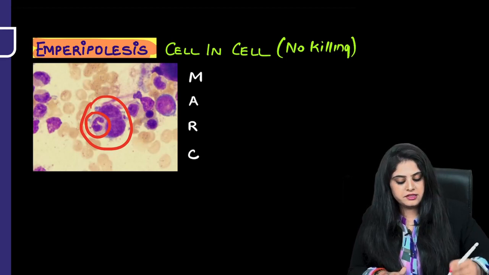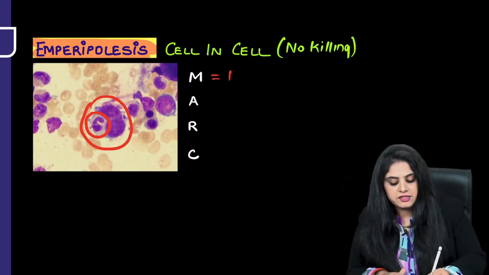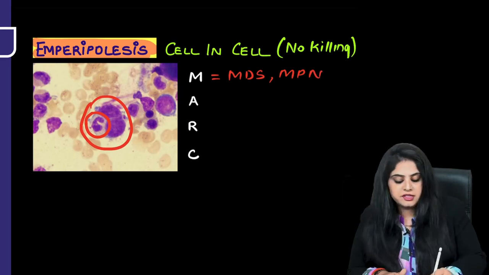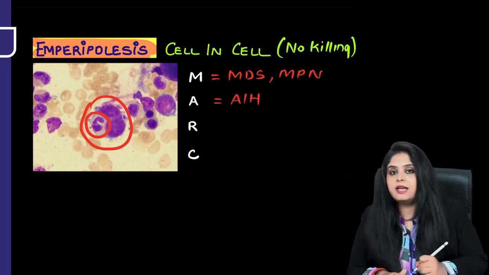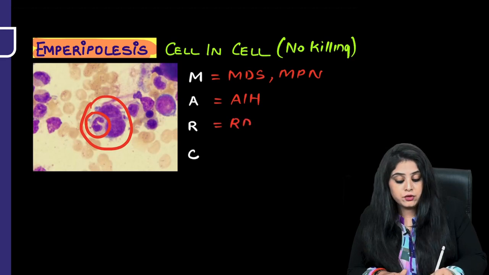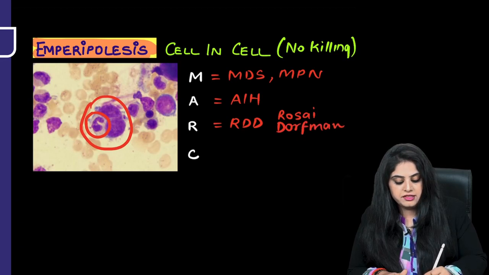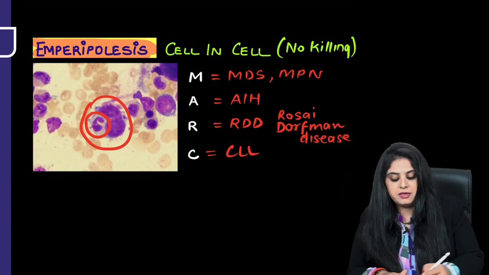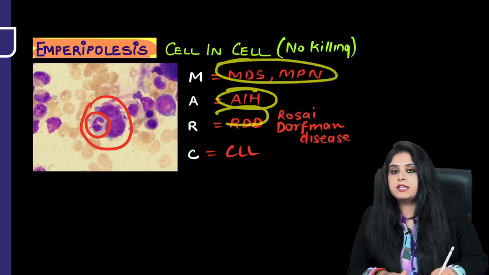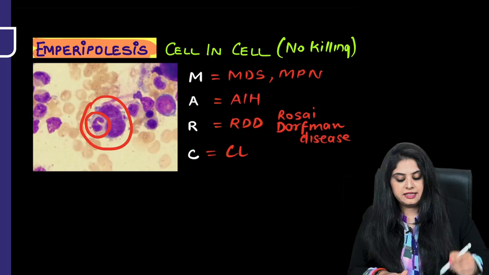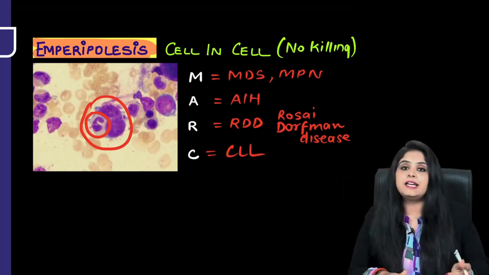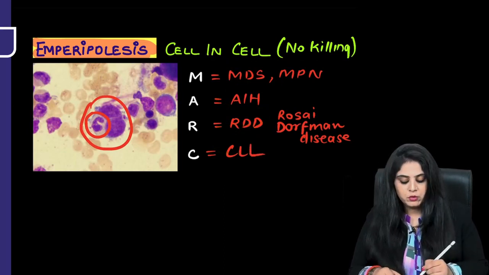And where is it seen? It is seen in MARC, which means M stands for myelodysplastic syndrome and myeloproliferative neoplasms. A stands for autoimmune hepatitis. R stands for Rosai-Dorfman disease. I hope you all remember, I have taught you this in the main course videos. And C stands for CLL. So all these things, MDS, MPN, autoimmune hepatitis, Rosai-Dorfman and CLL, are the things that are going to show you cell in cell, emperipolesis. Moving on to the next.